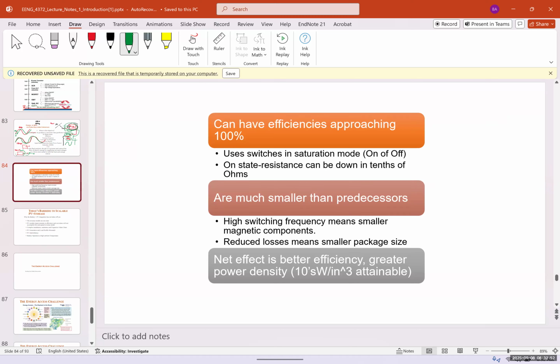Okay, so continuing the objectives of our systems, we can have efficiencies approaching 100%. We use switches in saturation mode, on and off. On-state resistance can be down in tenths of ohms. Again, if we want efficiency to go up, the speed to go up, we need to spend more.